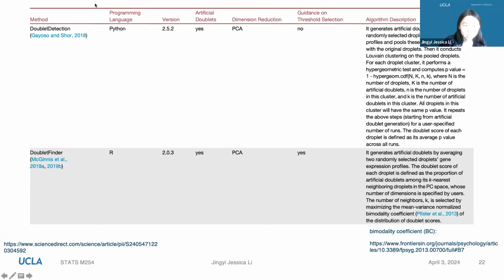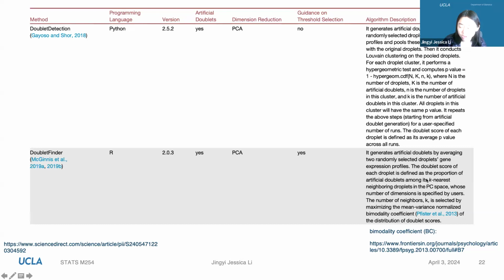First, it's in R, and it does PCA for dimension reduction, which some other methods may not use. And it has guidance on threshold selection, which we think is the best part of it. What DoubletFinder does is generate artificial doublets by averaging the gene expression profiles of 2 randomly selected droplets. The doublet score of each droplet is defined as the proportion of artificial doublets among its k nearest neighboring droplets in the PC space.